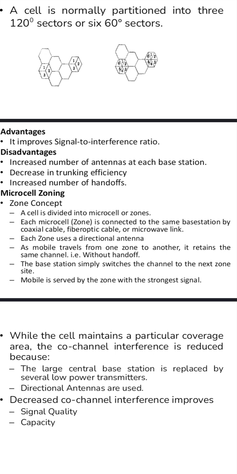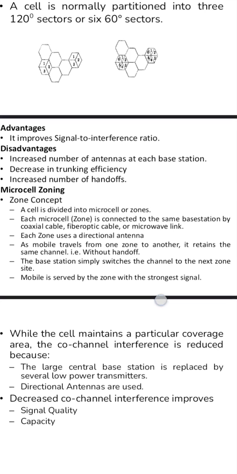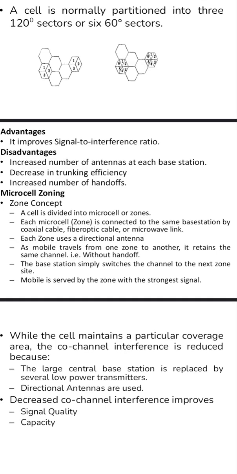While the cell maintains a particular coverage area, the co-channel interference is also reduced because the large central base station is replaced by several low-power transmitters, and directional antennas are also used. Decreased co-channel interference also improves signal quality and capacity. So now let us see how the microcell zone works.